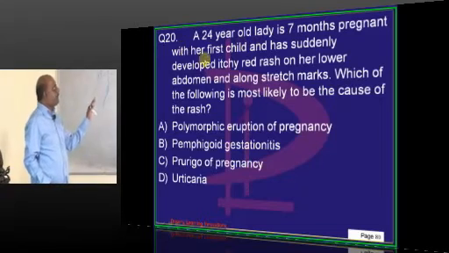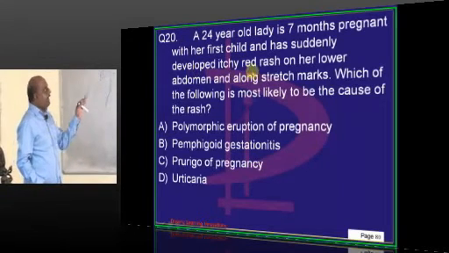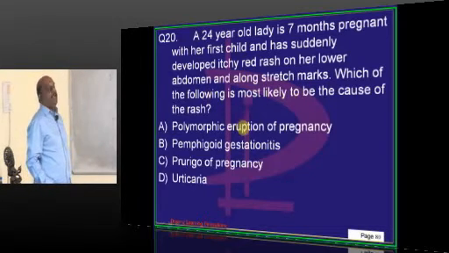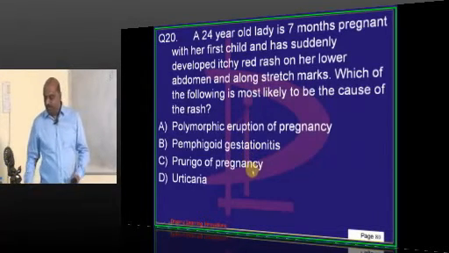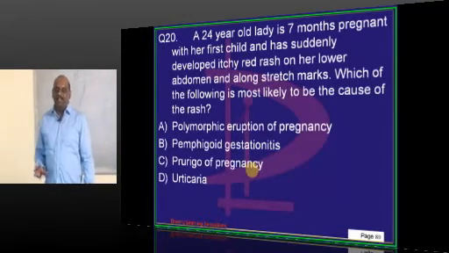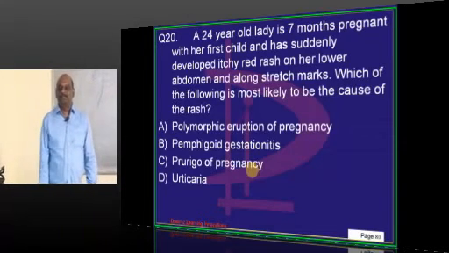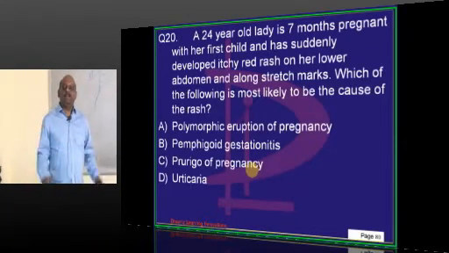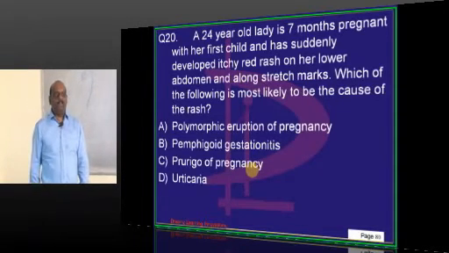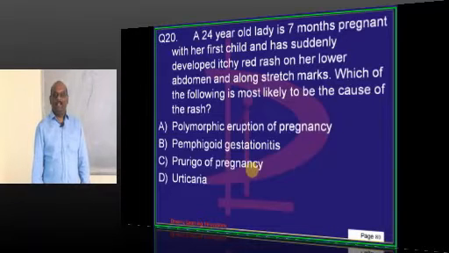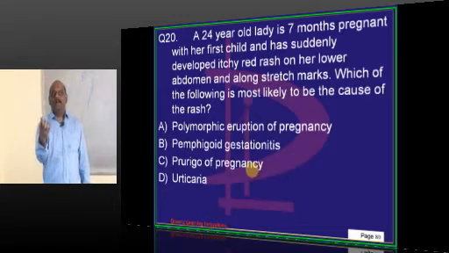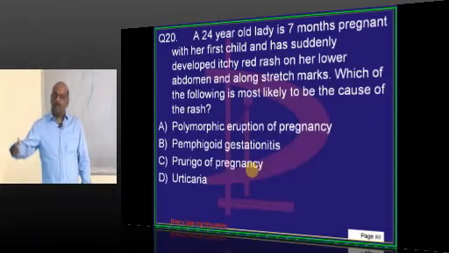A 24-year-old lady, 7 months pregnant with her first child, suddenly developed a red rash on the lower abdomen along the stretch marks. What is the likely cause? See doctors, obstetrics, pregnancy for 9 months is a journey with different complications for different women. Some have very severe back pain, some have very bad pedal edema, some have hypertension, a very difficult problem to manage, and for a few people pruritus will be severe, and a few will get high LFT. So different problems.